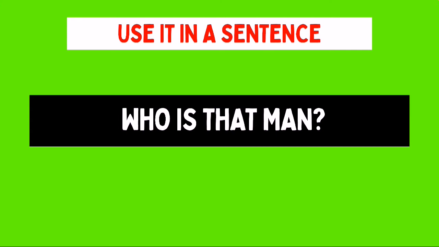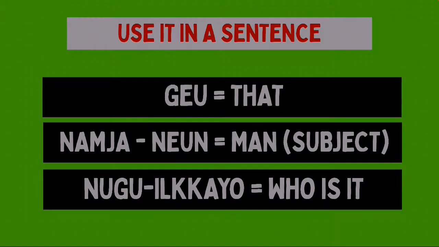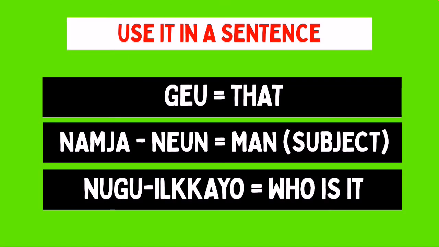Now that we have an idea about the meaning of namja, let's try to look into this example sentence. The sentence says, "Who is that man?" The Korean translation of this sentence or question is, 그 남자는 누구일까요? The word 그 means that. Second part of the sentence, 남자는 means man.